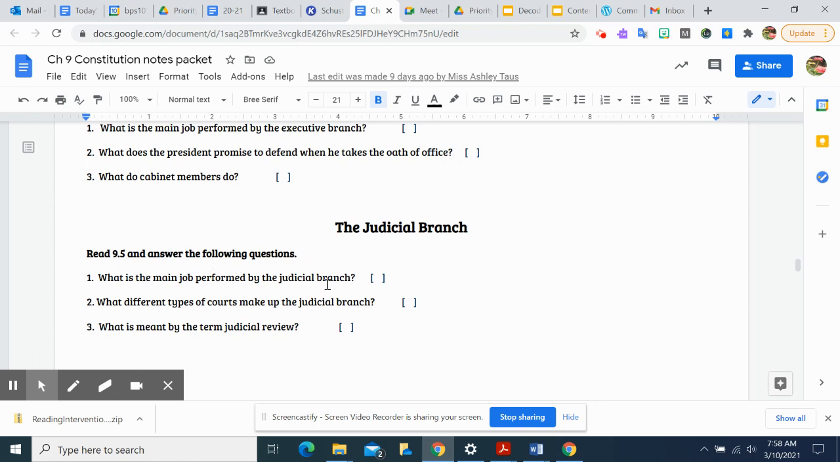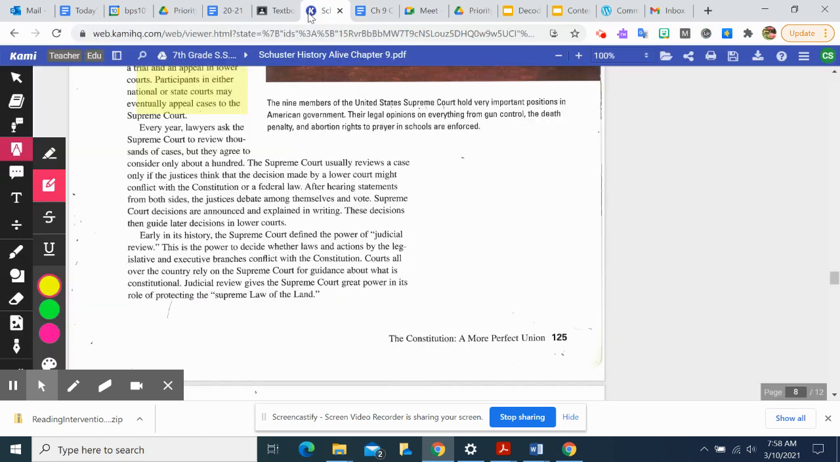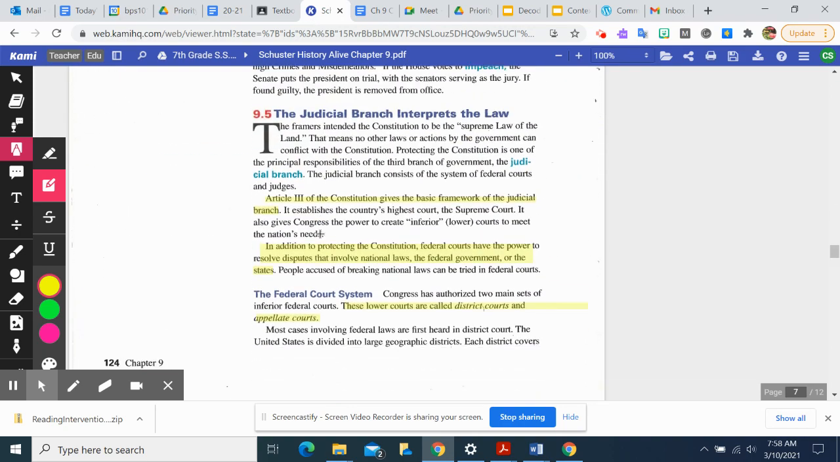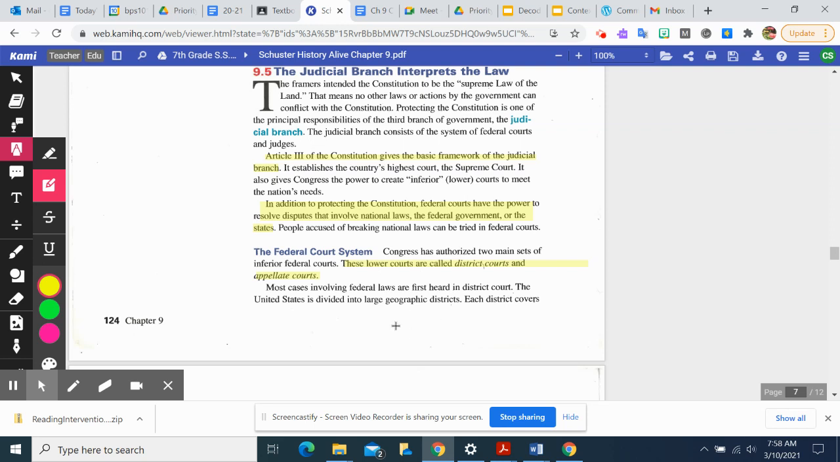what is the main job performed by the judicial branch? What different types of courts make up the judicial branch? There's quite a few, and so that can be kind of tricky. What is meant by the term judicial review? So these are the questions that you're looking for when we're looking at this. So remember, there's different types of courts. And so it's all explained underneath here.